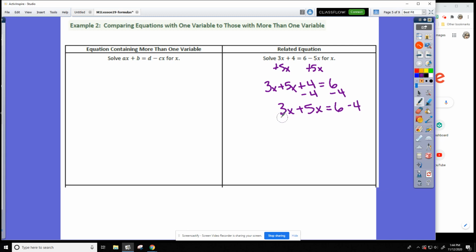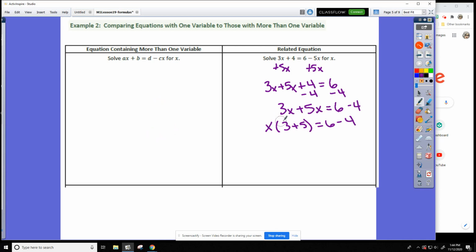Now, looking at these two, what's common in both of them? I know you know it's 8x, but they both have an x. So this could be written as x times 3 plus 5, equals 6 minus 4. Okay? I factored out that x is what I did. Instead of distributed, I factored it out. And instead of combining it, because here I can't combine A and B and D and C.